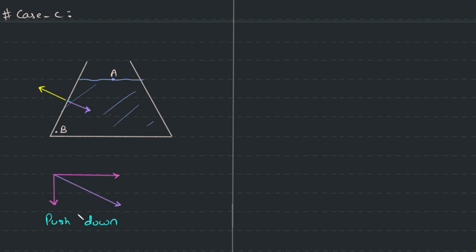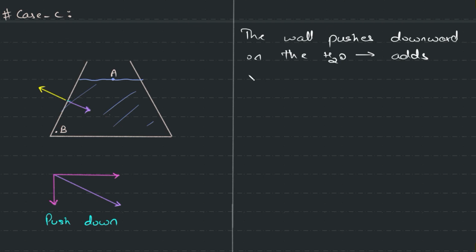Here it will increase as and when you go down, it keeps increasing. So as a result, what happens? The wall pushes down on the water. This adds extra downward force. The wall pushes downward on the water. Again, any fluid, it need not be water. This adds extra downward force. So basically you take up any point.